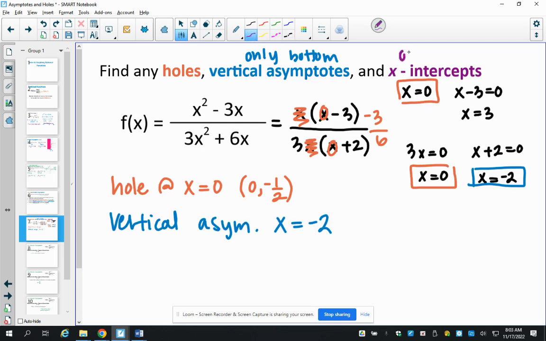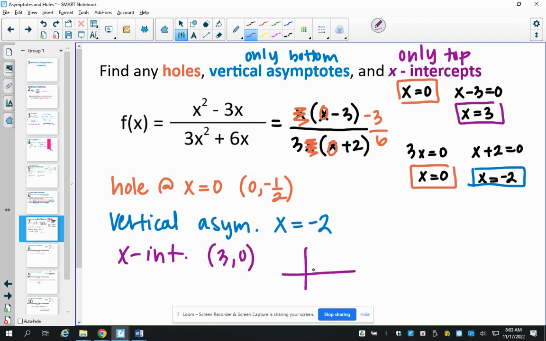Then our x-intercepts are only in the top. So we see that this x equals 3 is only in the top. So our x-intercept is the point (3, 0), because remember, that's where it crosses the x-axis, at x equals 3. So this ordered pair would have an x value, and then the y value is going to be 0.